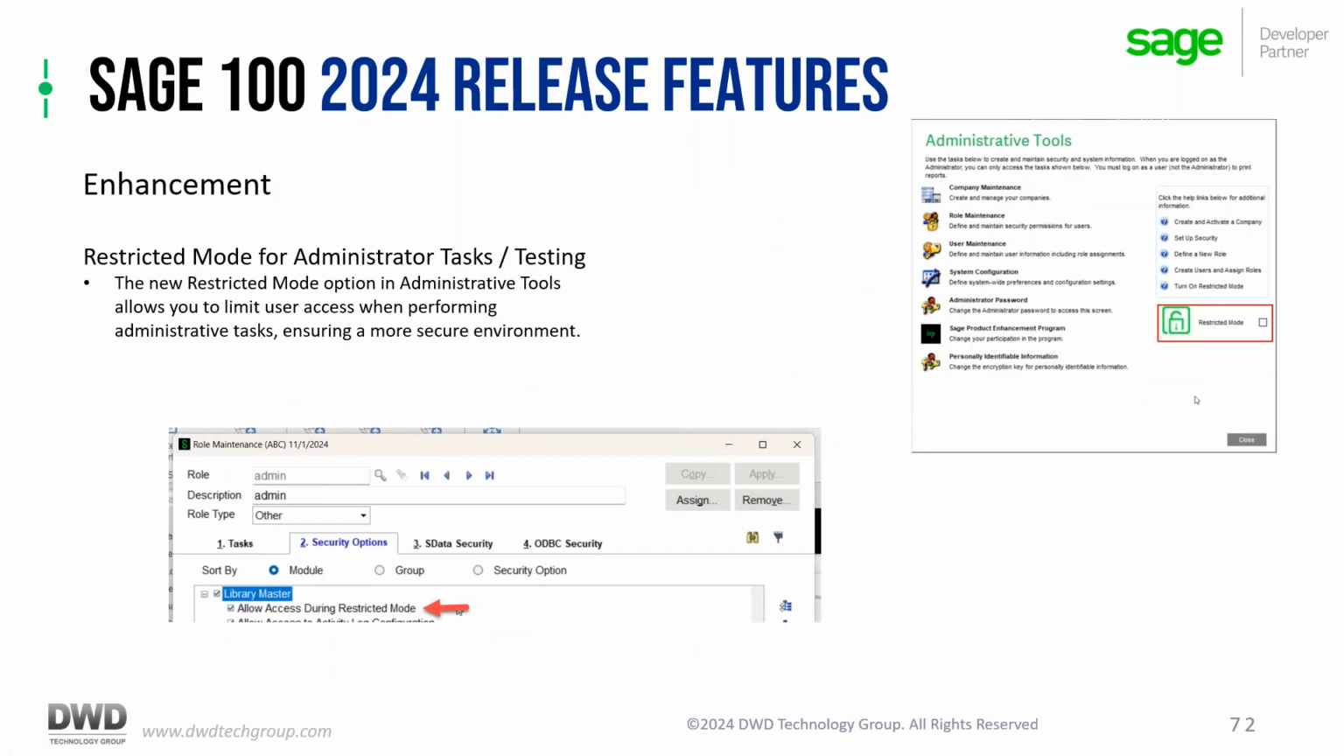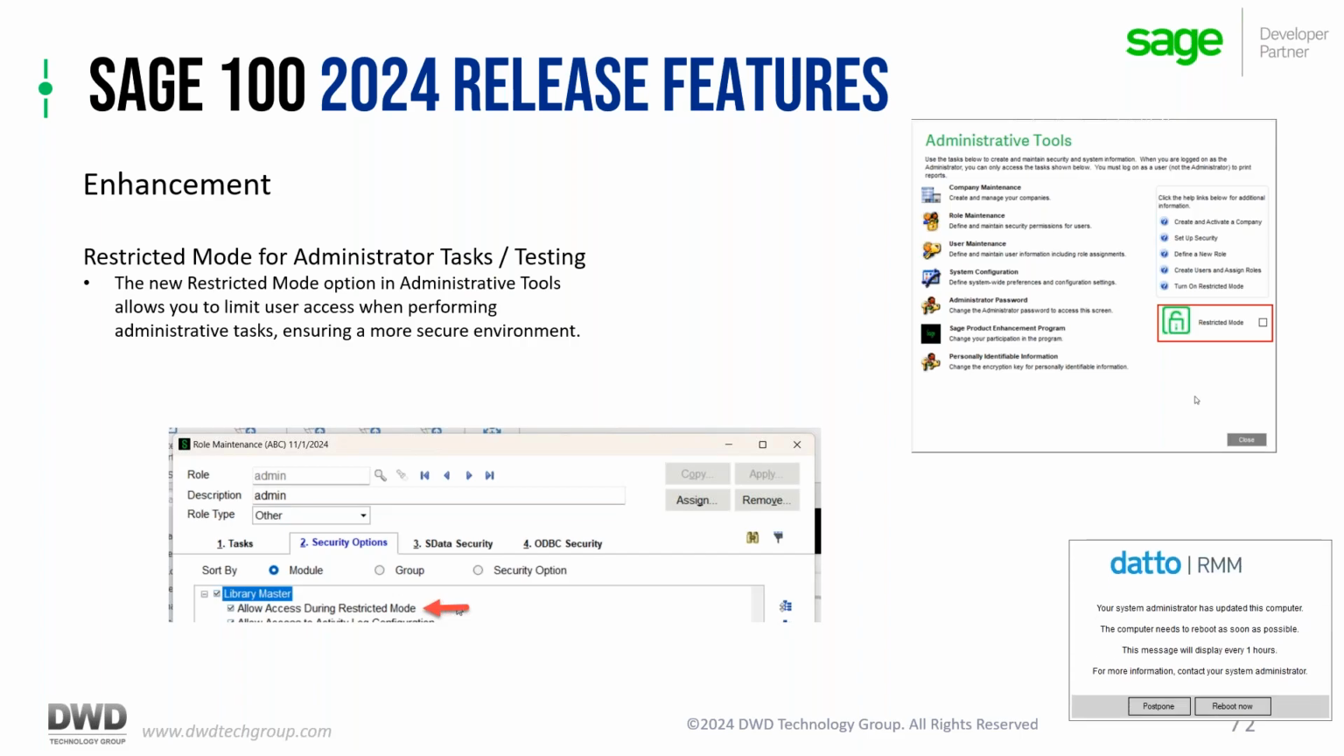Restricted mode for administrator task and testing. This was a new thing they've added. As an admin in the system, you can go in and put restricted mode on. That means only users that have the role setting to allow access during restricted mode can access the system.